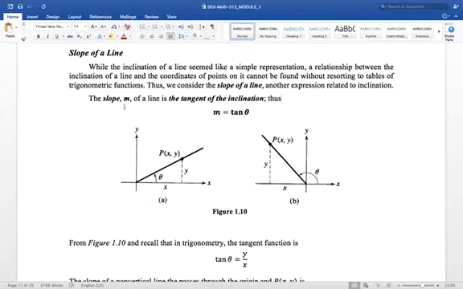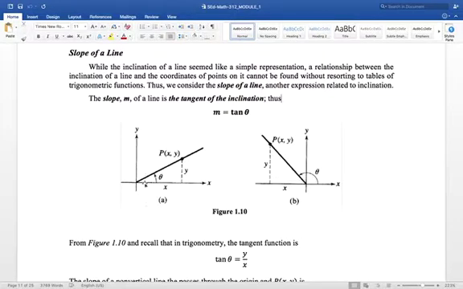So the slope, denoted by m, of a line is the tangent of the inclination. In other words, m, which is the slope, is equal to tangent theta. And take note that in trigonometry, we know that tangent theta is equal to y over x. So let's consider this figure.